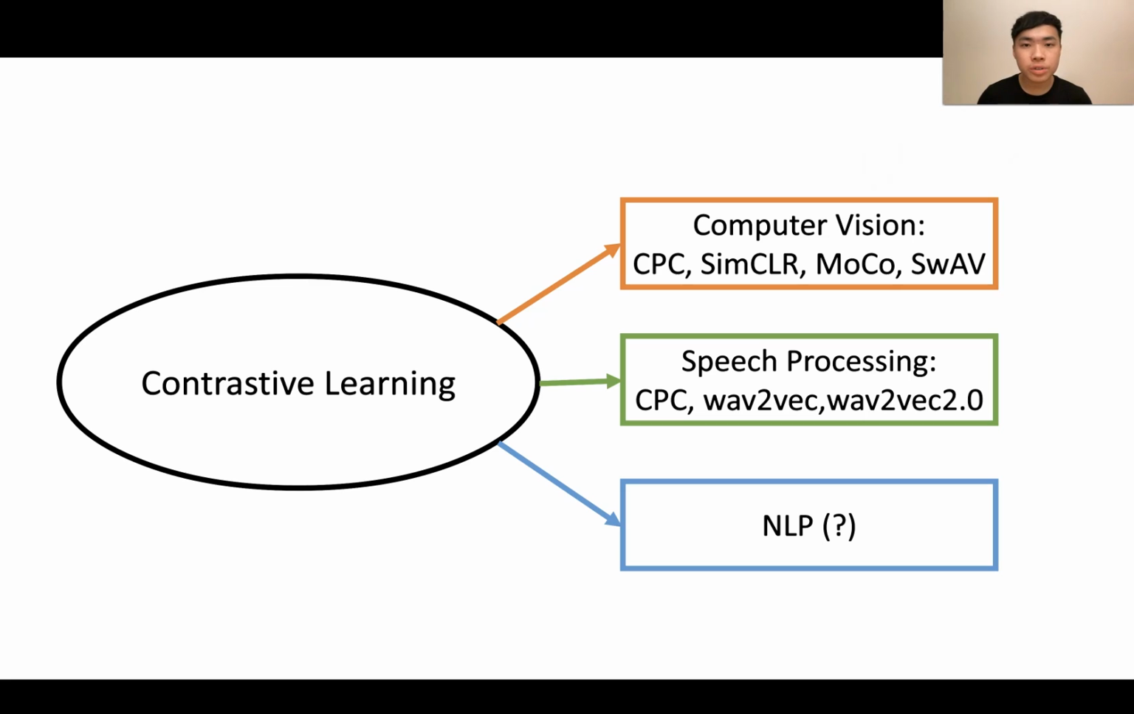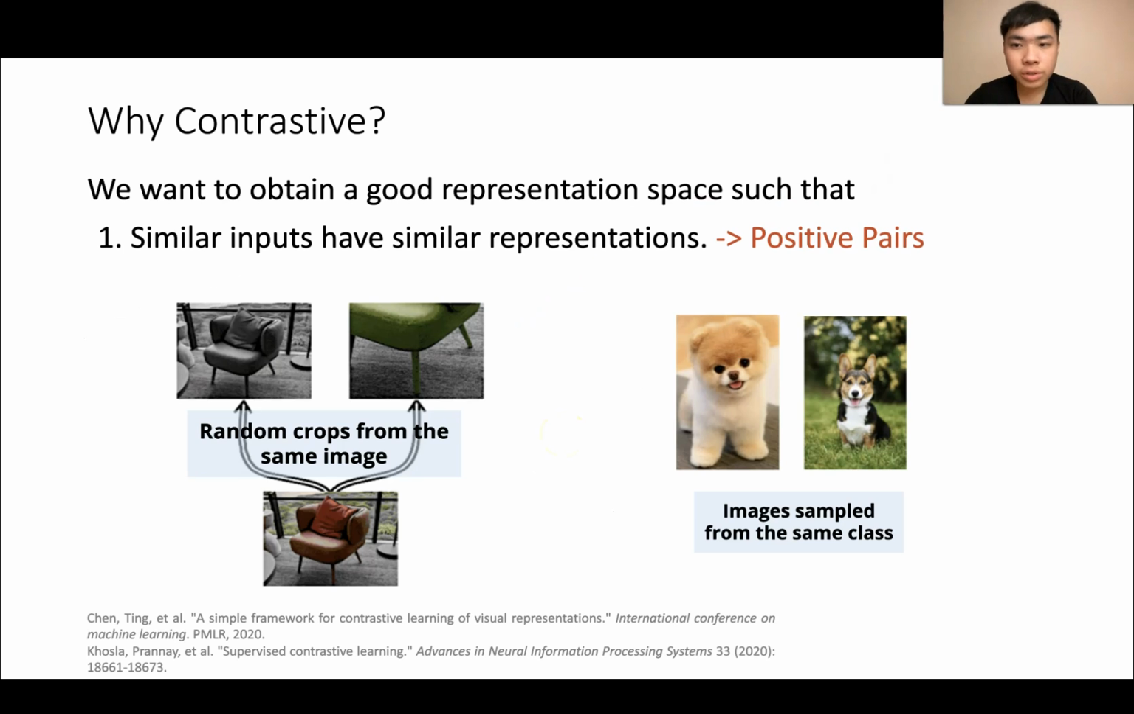So we will first start with why we need contrastive learning for NLP and why it is more difficult to apply contrastive learning for NLP tasks. So let's first talk about why we need contrastive learning and how to do contrastive learning. We need contrastive learning because we want to obtain a good representation space such that similar inputs can have similar representations in the embedding space.